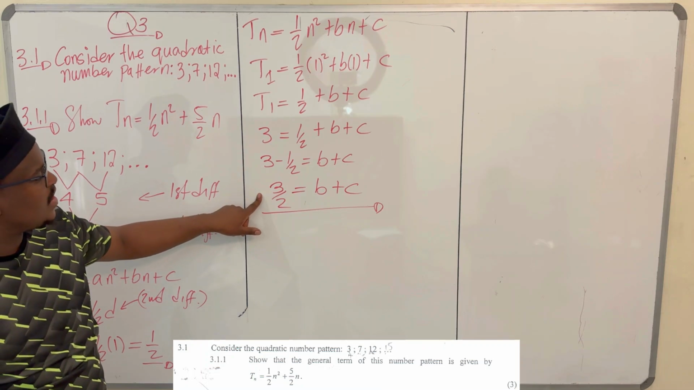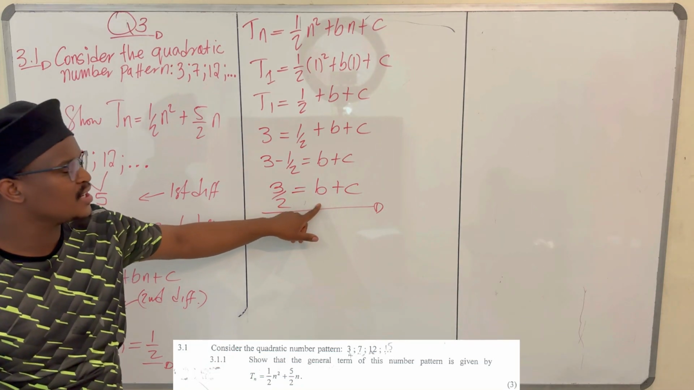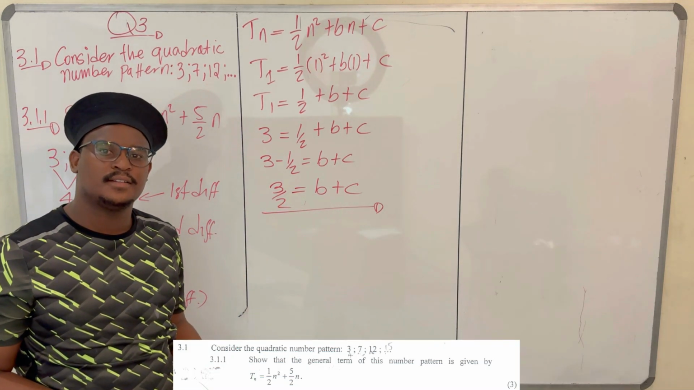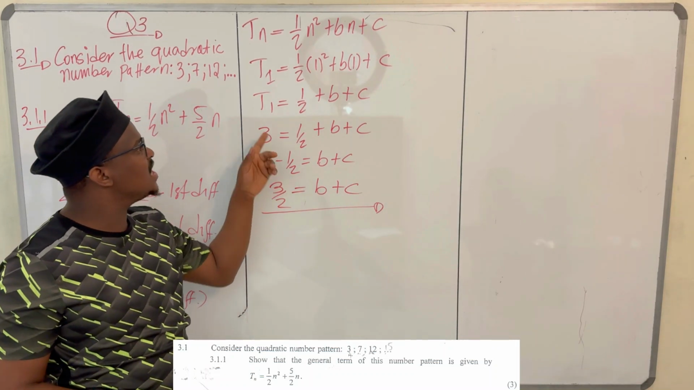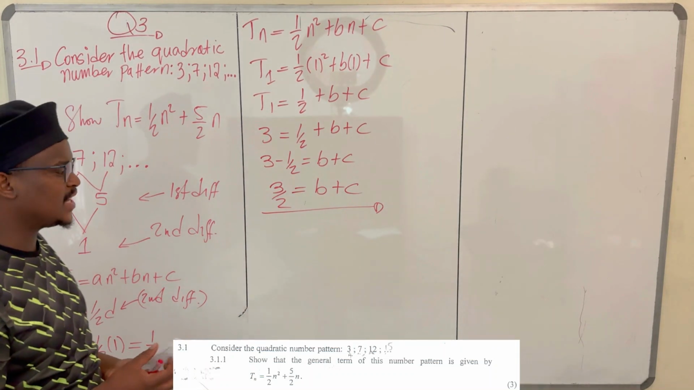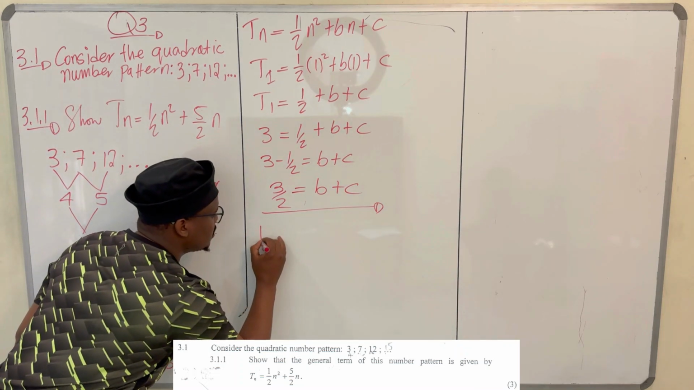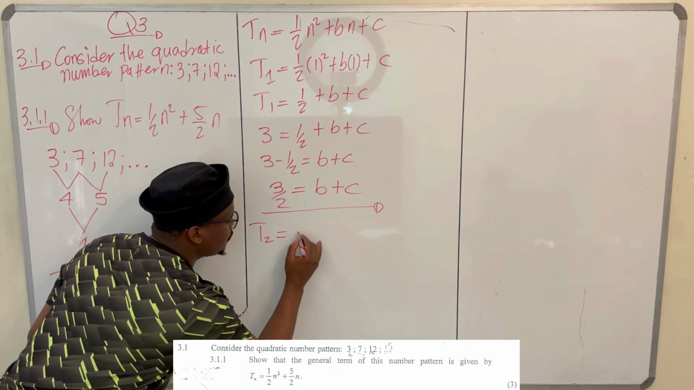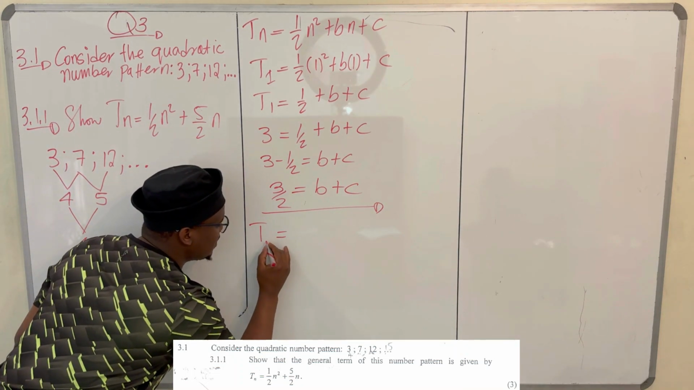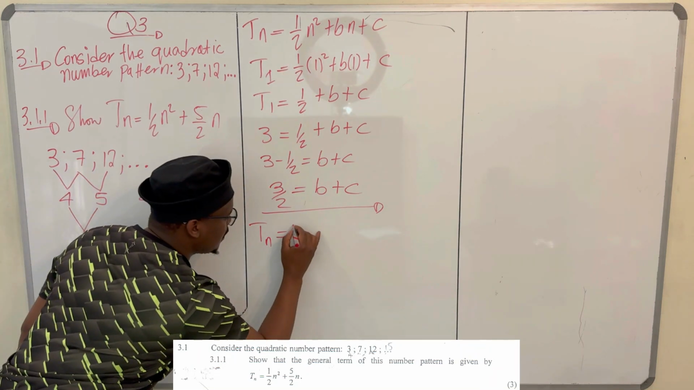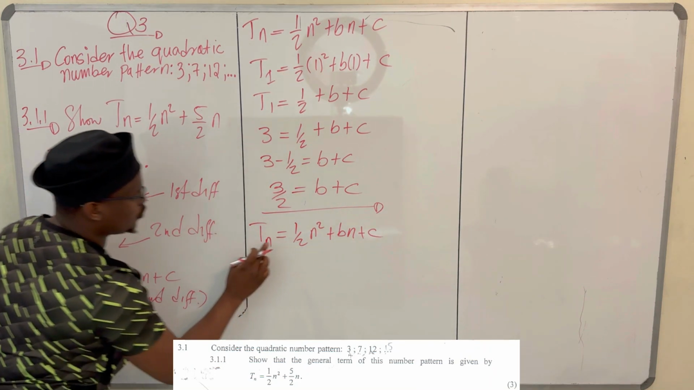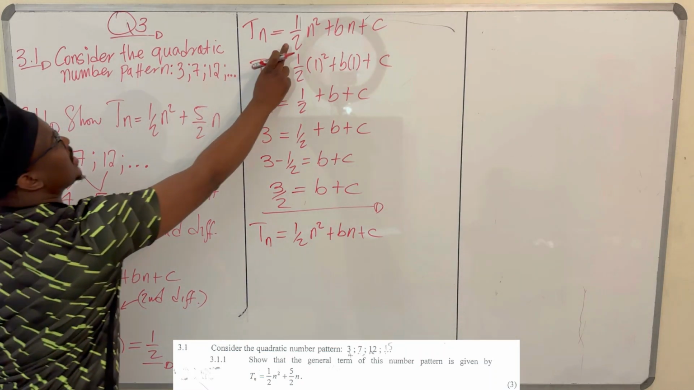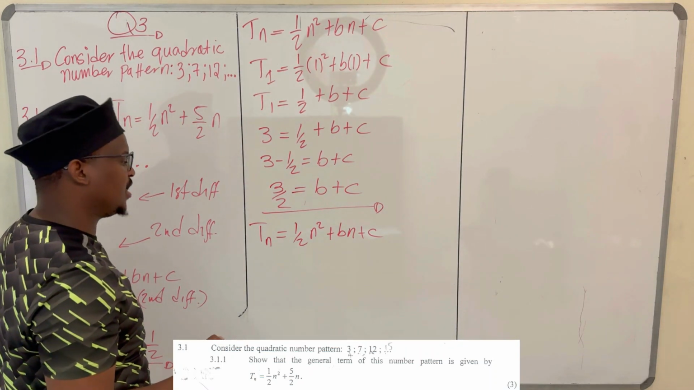So we have an equation that has 2 variables. Let's go and try to find another equation that might help us to find the values of b and c. You do the same thing but for the second term. So let's find the second term. Your T2: first, Tn is equal to half n squared plus bn plus c, because you use the same skeleton that is partially filled.